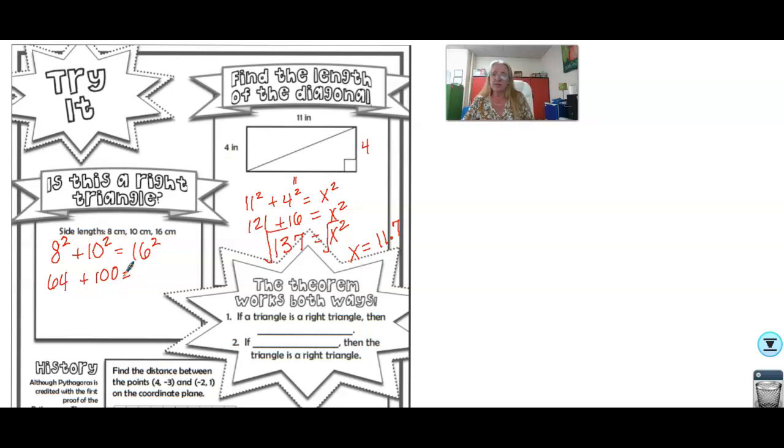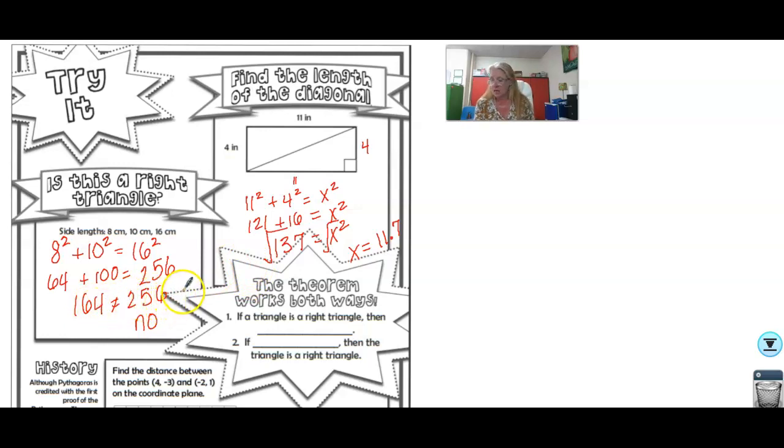It's 256. All right. 64 plus 100 is 164. And 164 does not equal 256. So those lengths do not make a right triangle. If it had been like 164 equals 164, then yes, it's a right triangle. But because these are different, it's not.